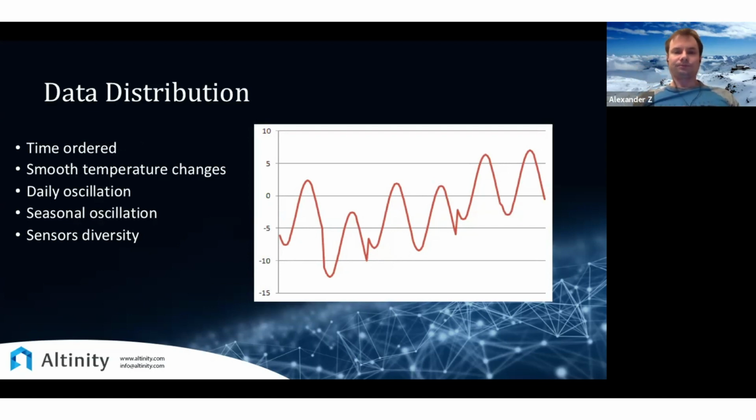So you can see on a graph that it is continuous changes, right? Also, we may think that during the day there is some oscillation and there is some seasonal changes, etc. And all sensors are also different because they are set up in different places, and those different places also have different temperature profiles. But probably the most important is that the data is time ordered, so we have time series, and the changes are smooth. We can use it in order to make an efficient schema.